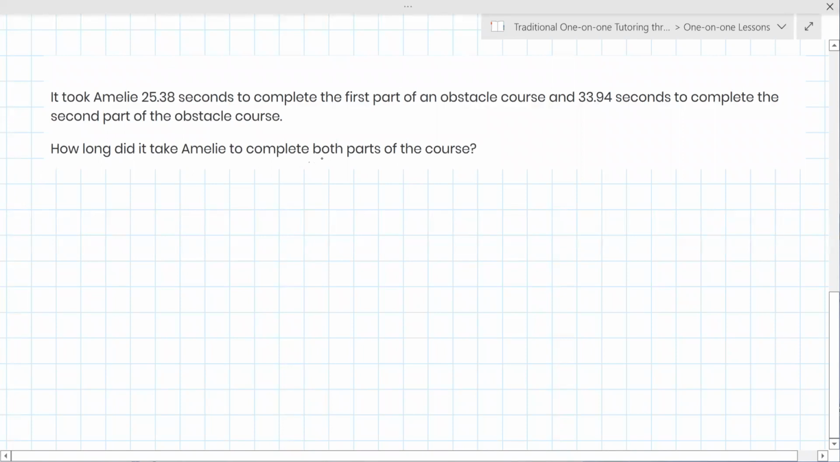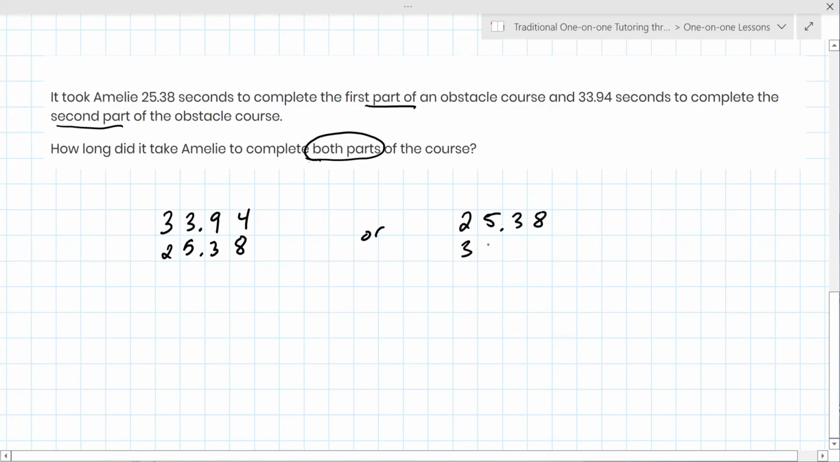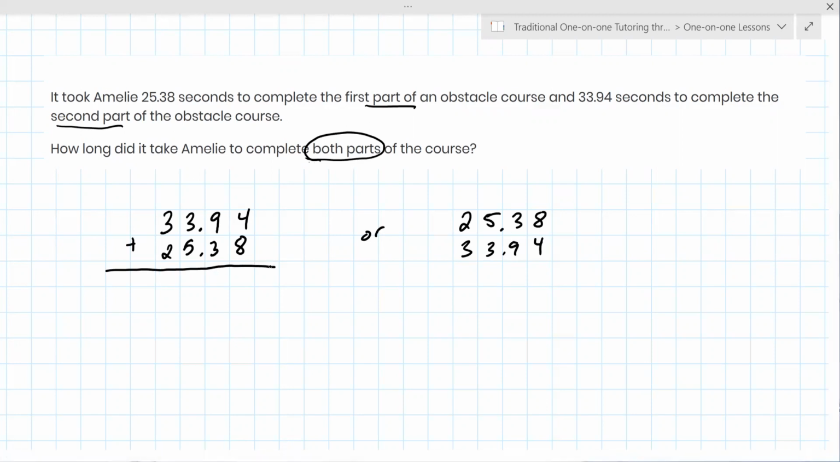So again, because it's like part one and then a second part, and you want to see how long it takes to do it together, you're adding those numbers there. Now, the order does not matter when you're adding. So if you want to do 33.94 over 25.38 or 25.38 over 33.94, they're both correct, but on the left is generally preferred. You generally put the larger one up top.